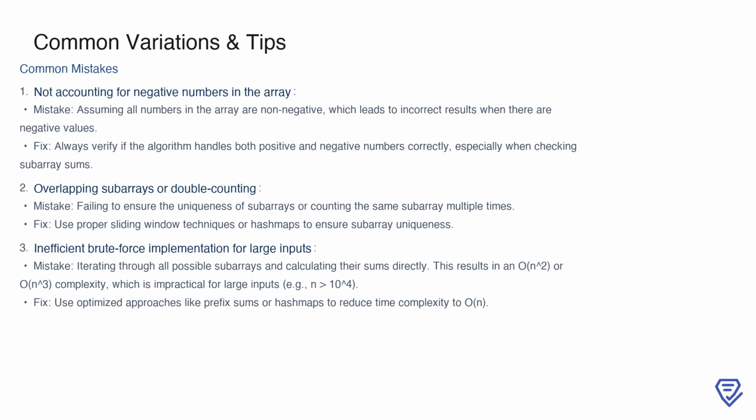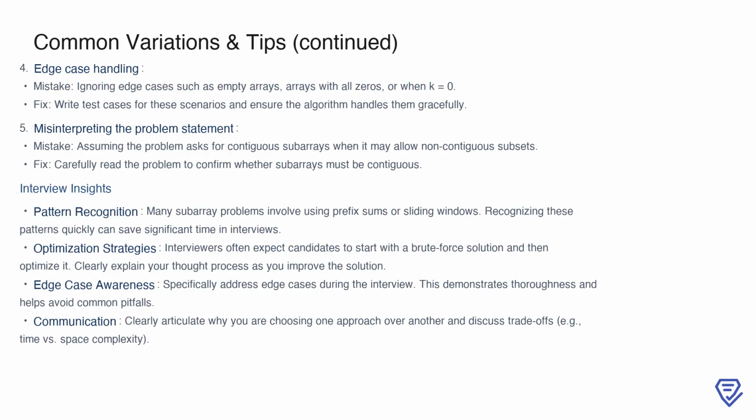Finally, many people rely on a brute force approach, iterating through all possible subarrays and calculating their sums directly. While straightforward, this results in O(n squared), or even O(n cubed), time complexity, which becomes impractical for large arrays. Instead, optimize your solution by leveraging techniques like prefix sums or hash maps, which reduce the time complexity to O(n). Now, let's look at some additional tips and variations.